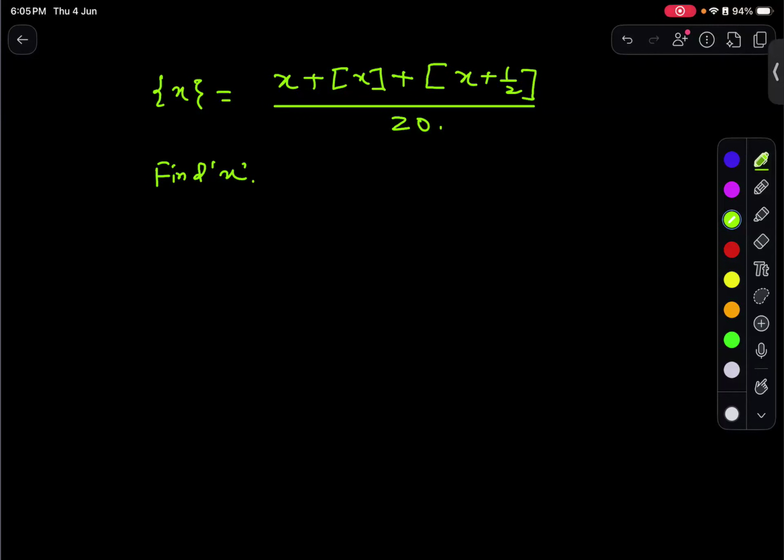You have already seen this type of question, so I expect everyone to solve this. A little bit of calculation is required, but not much.